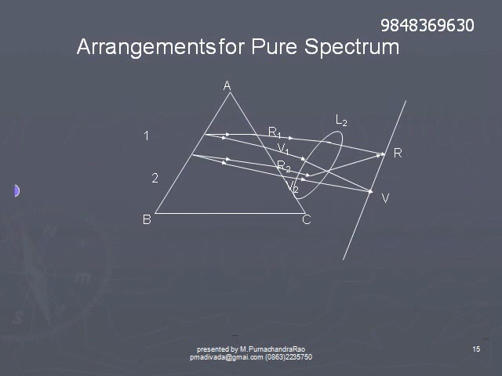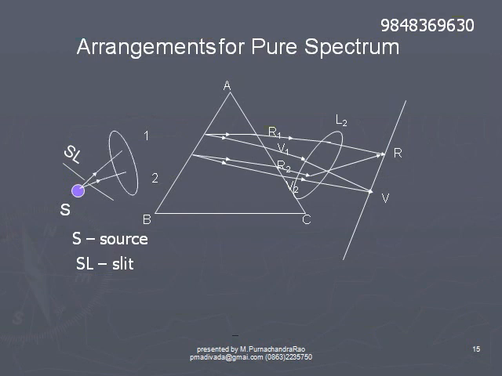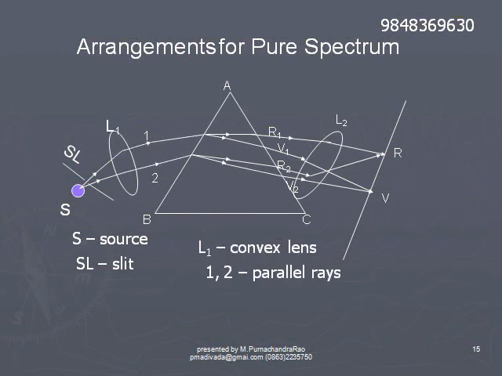The conditions required for a pure spectrum are provided in a device known as a spectrometer. A narrow beam is provided by using a slit. In a slit there will be two plates. If the separation between the plates is decreased, then we will get a narrow beam of light. So here in this figure, S is the source, SL represents the slit, which gives out a narrow beam of light.